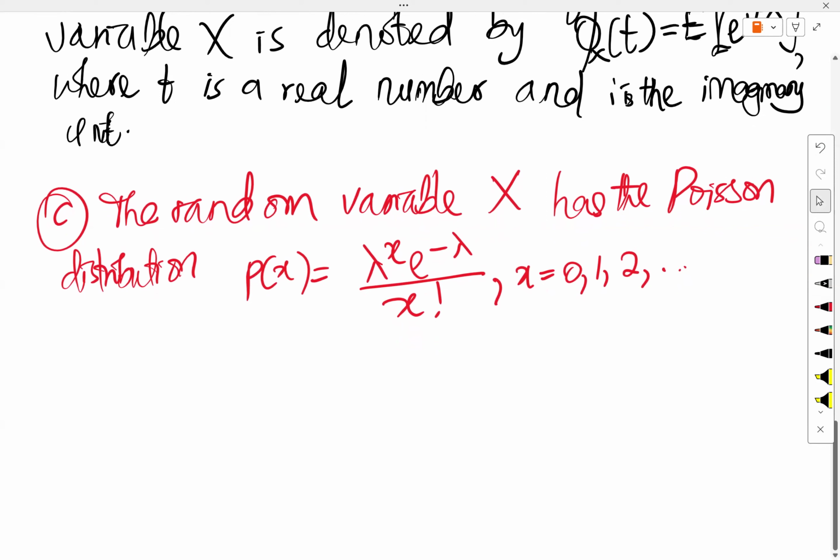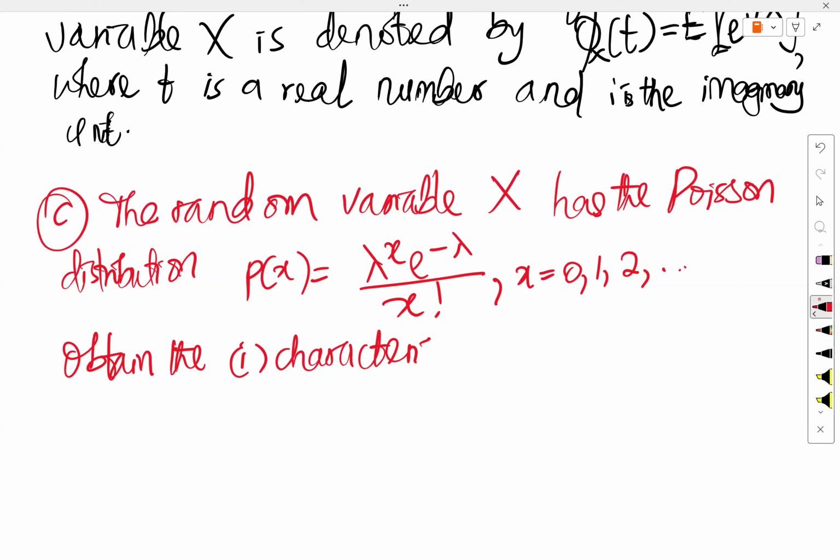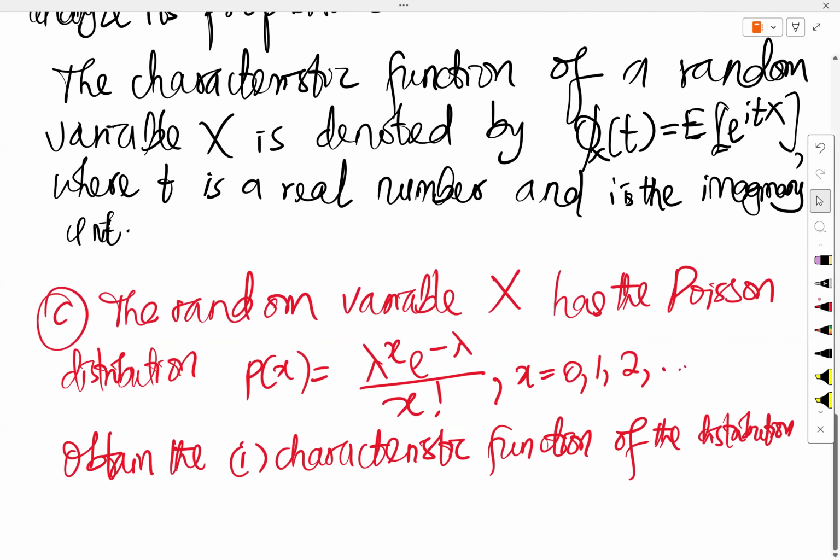And so with all this now, we have to obtain one, the characteristic function of the distribution. And don't forget, this is a very good clue for how to define the characteristic function.